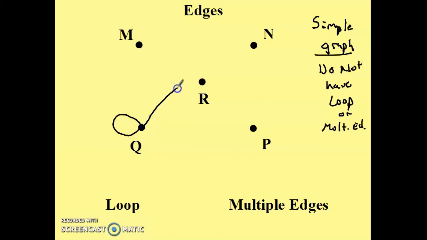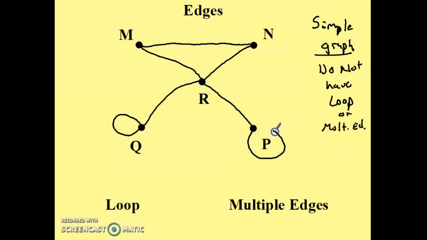So we can make Q go to R, R to N, M, however that graph is drawn, and maybe there's a loop at P also. It just means if you traveled, you would go right back to where you were. All right, so that's a loop. This is a loop.